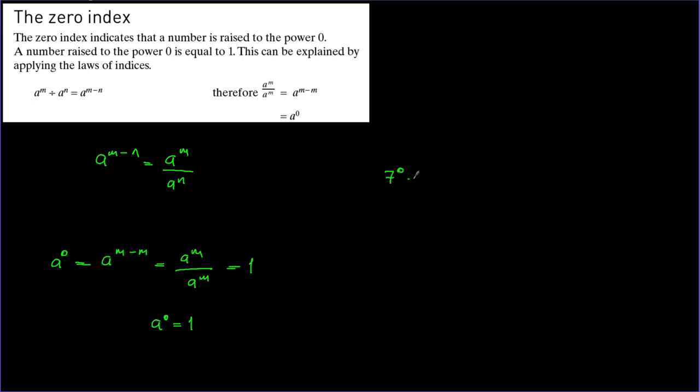This means 7 to the power of 0 is equal to 1, 2 to the power of 0 is equal to 1, 3 to the power of 0 is equal to 1, and minus 2 to the power of 0 is also equal to 1, it has to be.